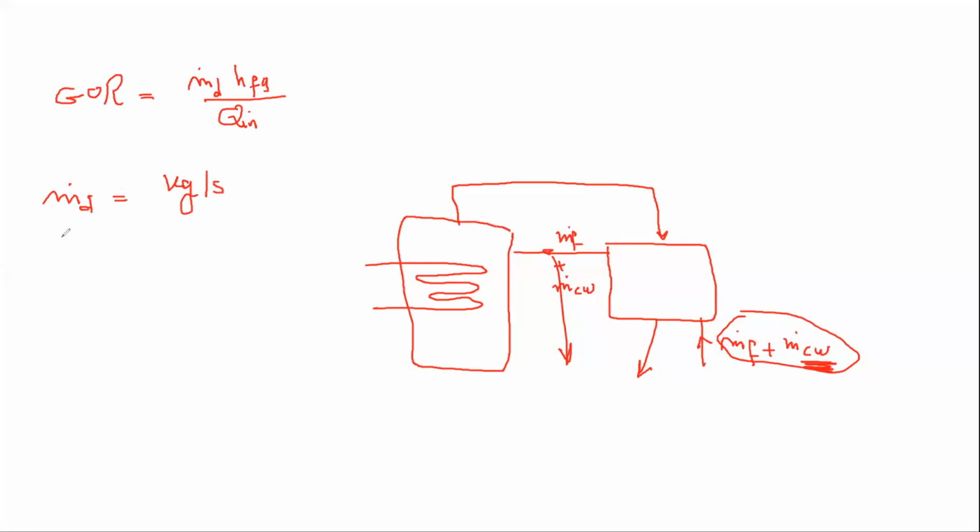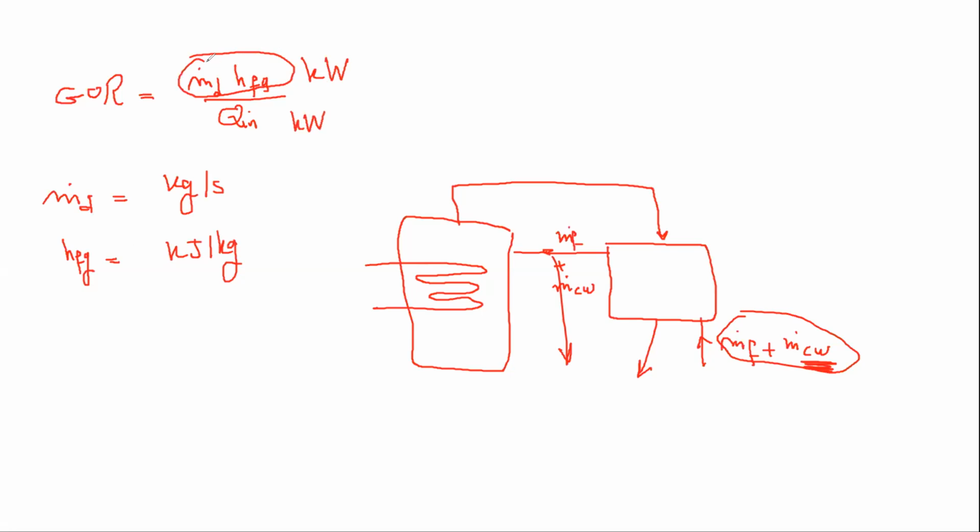No, I'm sorry. This is the mass flow rate. HFG is kilojoule per kilogram, which means that the numerator here is supposed to be given in terms of kilowatts. And the QN also should be given in terms of kilowatts so that you can adjust it.